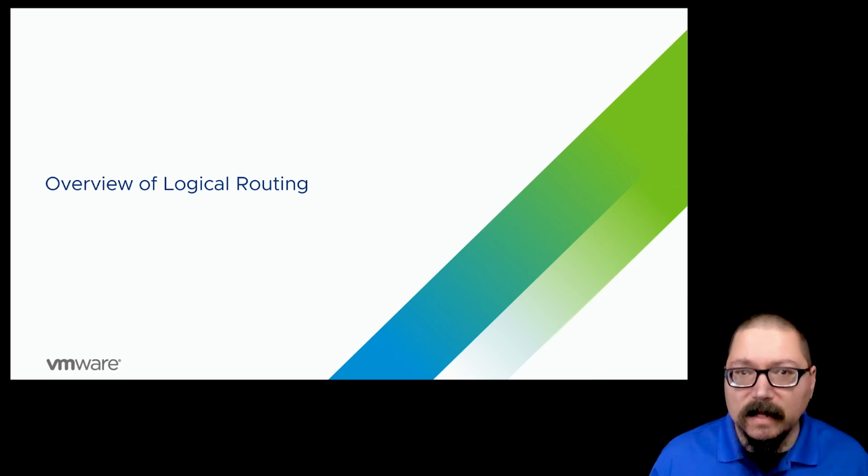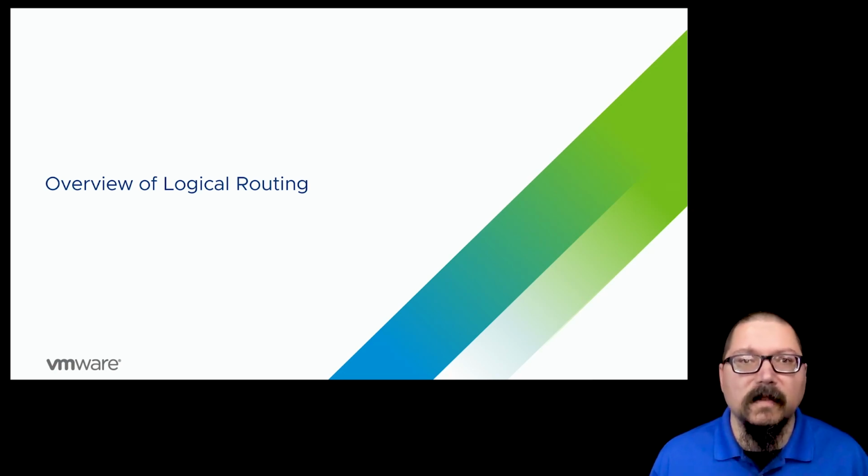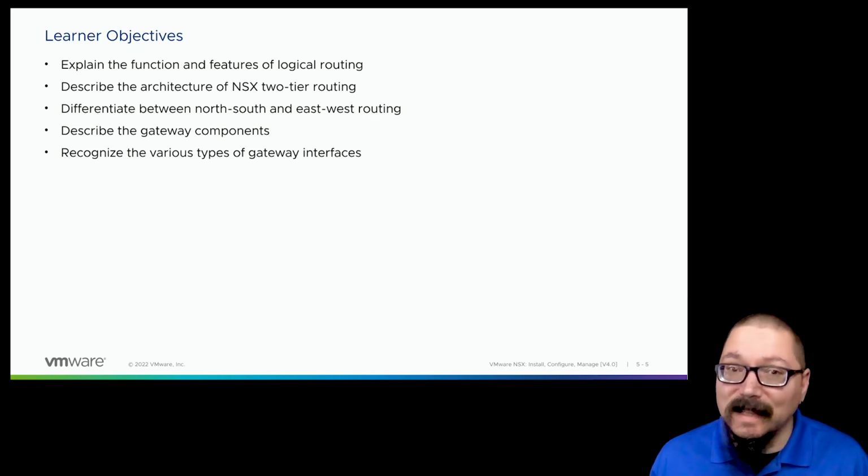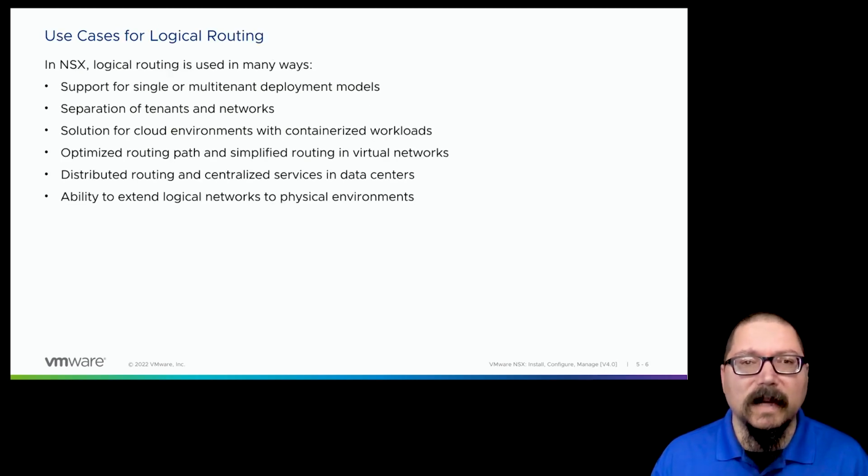Now, where are we going to start? We're going to start with an overview, of course. And this is going to help us understand what logical routing is, what it's going to do, what are the components and moving pieces that we're working with, and interfaces and things along those lines. So there's still a lot of stuff here. There are a number of moving parts that we're going to think about.